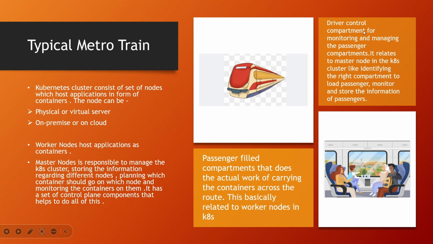Driver control compartment. Okay. So this is basically related to the master node in the Kubernetes cluster. It identifies the right compartment where you need to load the passengers. If you have four compartments and the first three compartments are full, then it will make sure that your next passengers are loaded to the fourth one, not the third or first or the second one. Okay. So these things are being managed by the driver control compartment.